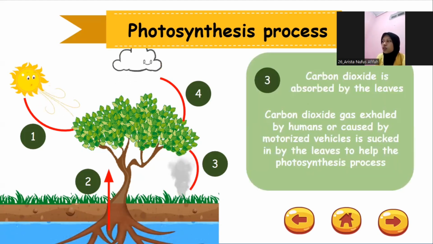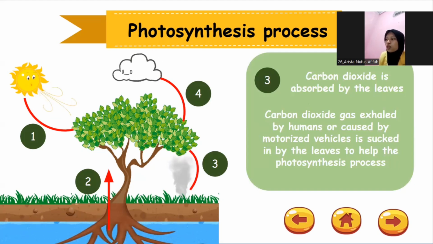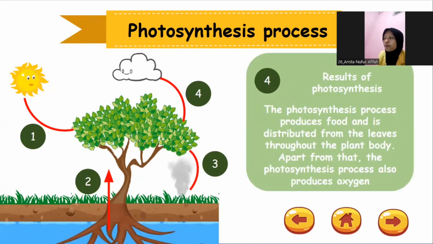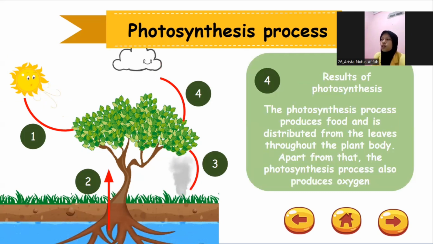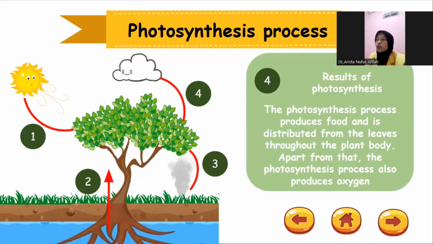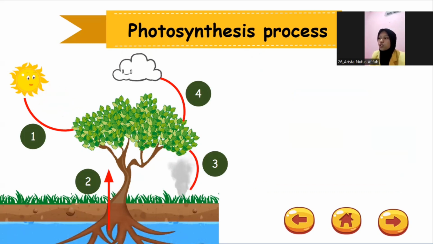Three. Carbon dioxide is absorbed by the leaves. Carbon dioxide is a gas exhaled by humans or caused by motorized vehicles, absorbed by the leaf to help the photosynthesis process. And fourth, the result of the photosynthesis process produces food and distributes it from the leaf throughout the plant body. Apart from that, the photosynthesis process also produces oxygen.